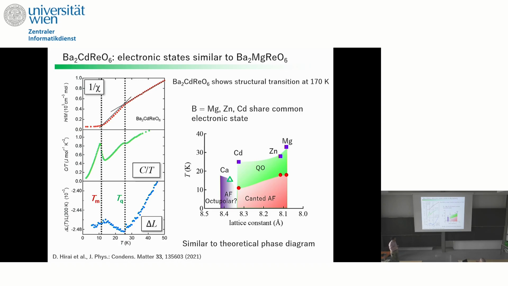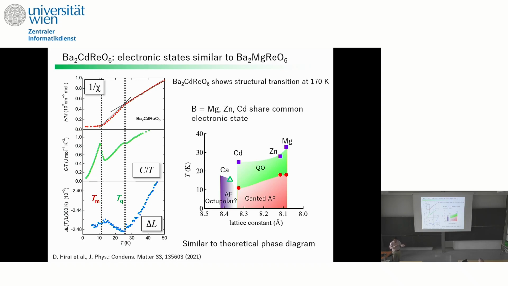From these results, we think maybe cadmium shares the same electronic ground state as the magnesium one. It should be noted that this compound shows another phase transition at 170 K. I don't think this is related to electronic structure.